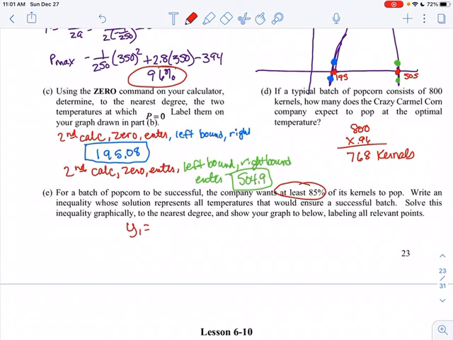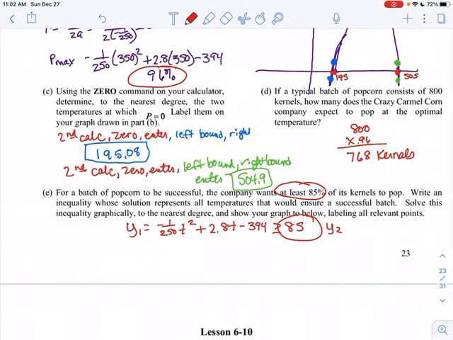All right, so in Y1, we're going to put in, well, you already have it, negative 1 over 250 t squared plus 2.8t minus 394. But now I want it to be greater than or equal to 85%. So this right here is going to be my Y2. Y1 is going to be the equation that I already have in there. My Y2 is going to be just 85. Then look at the graph.